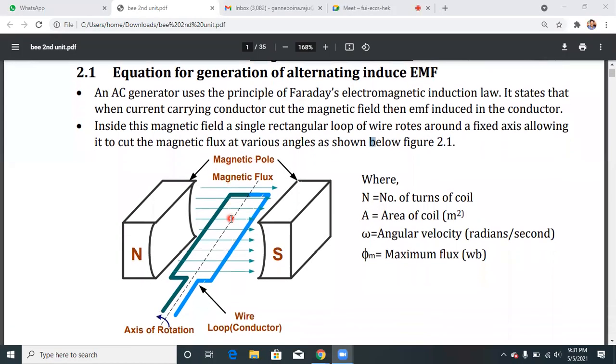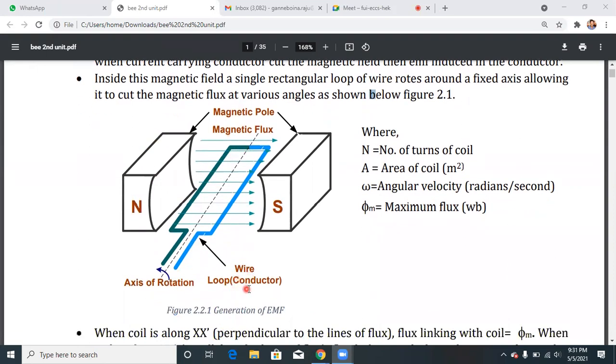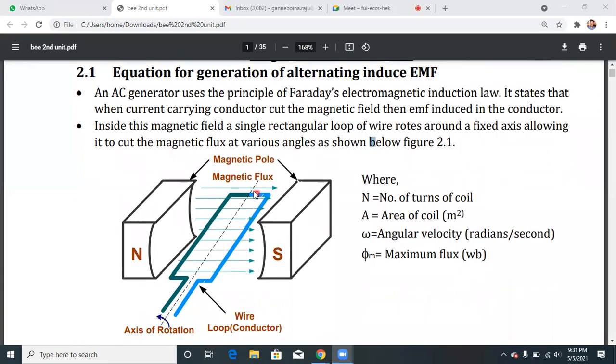Between the north and south pole, the conductor is rotating. That is called a wire or loop conductor. The magnetic flux is always from north to south pole. Here permanent magnets are there, but it is also possible to generate north and south poles by using one winding, which is called the field winding.